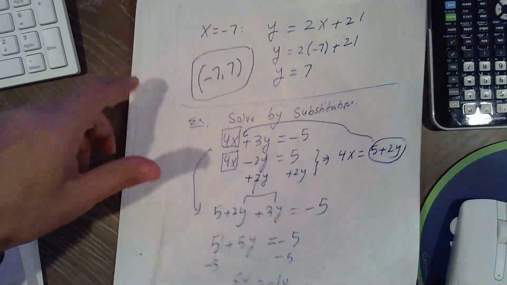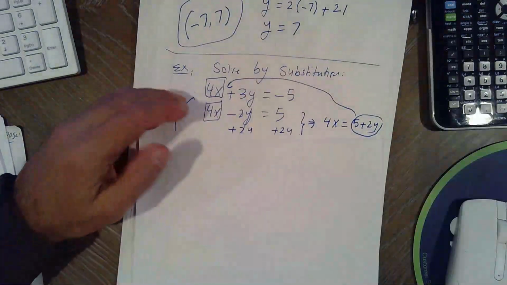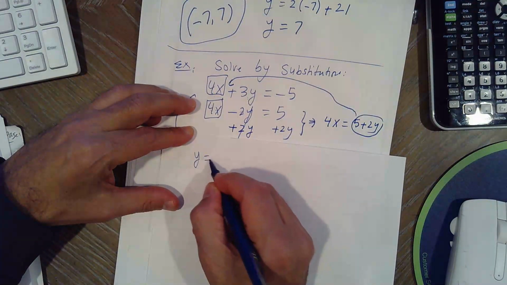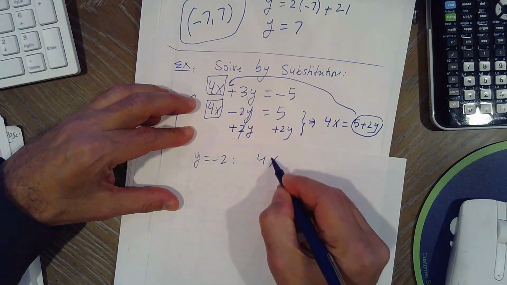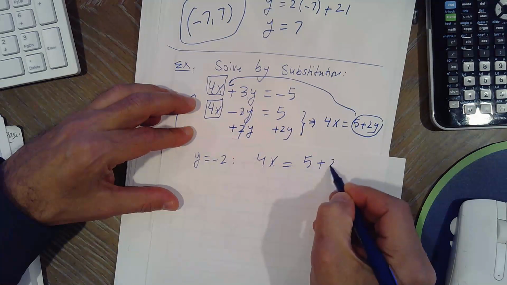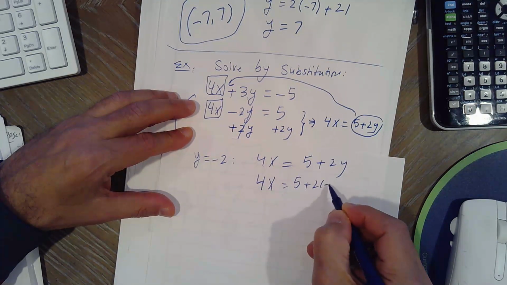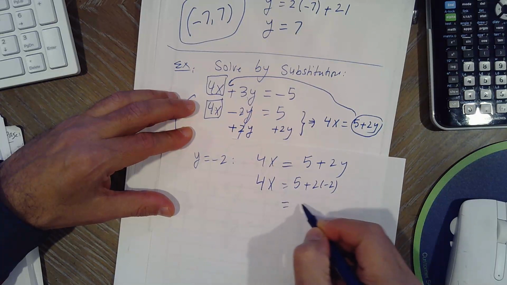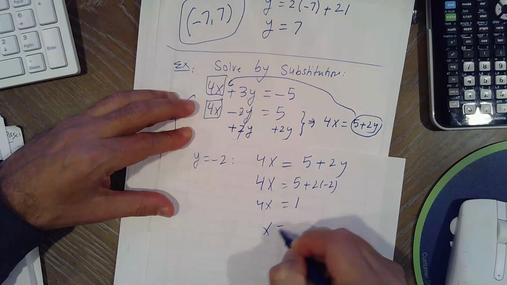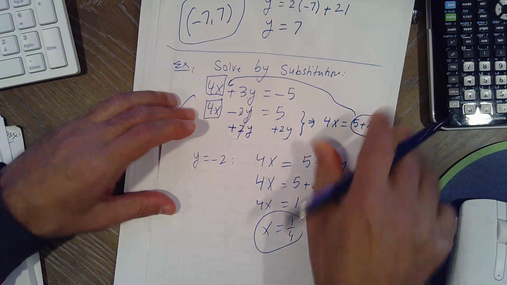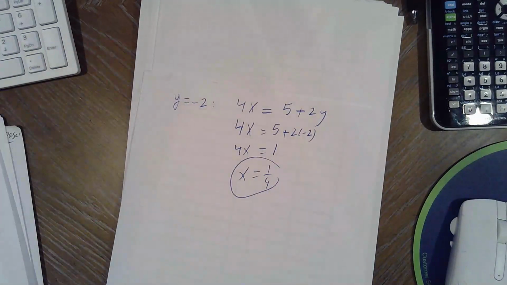Now we go back to the isolated equation. Y is negative 2, and we have 4x equals 5 plus 2y. So 4x is 5 plus 2 times negative 2. 5 plus negative 4 is 1. So x is 1 over 4.